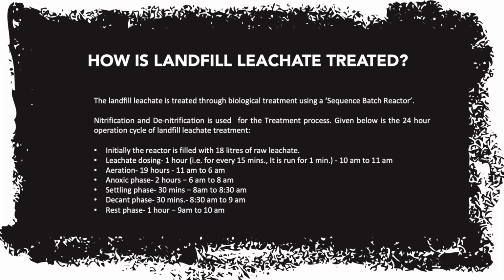Initially the reactor is filled with 18 liters of raw leachate. Next, the leachate dosing occurs for an hour, where every 15 minutes it is run for 1 minute. Next is the aeration phase, which runs for 19 hours, followed by the anoxic phase, which is for 2 hours. Then there is a settling phase for 30 minutes, a decant phase for collecting the treated effluent for 30 minutes, and then a rest phase for an hour.